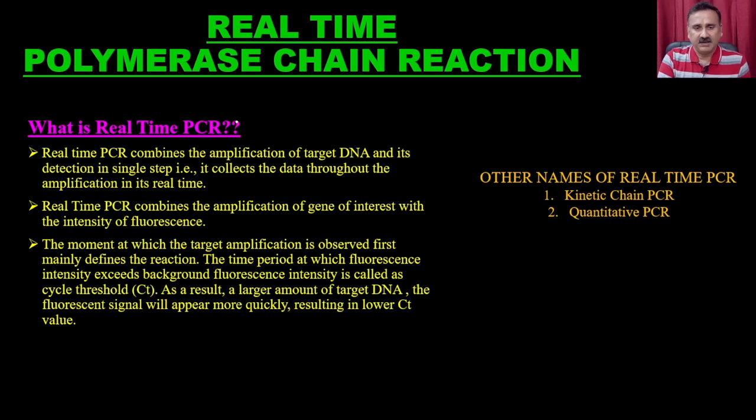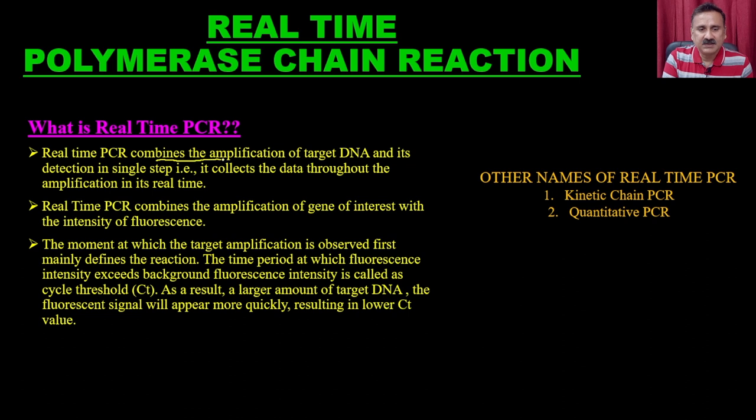So the first question is, what is real-time PCR and what is the advantage of real-time PCR compared to the normal PCR? Real-time PCR, as the name suggests, is a PCR where you do the amplification cycles, and at the same time you also monitor the product. Real-time PCR combines the amplification of the target DNA and its detection in a single step. That is, it collects the data throughout the amplification in real time.